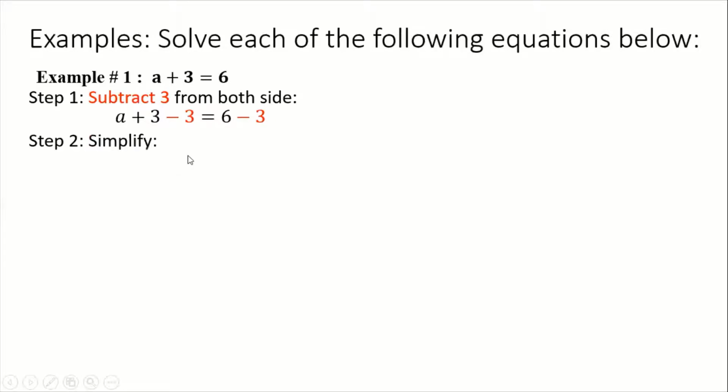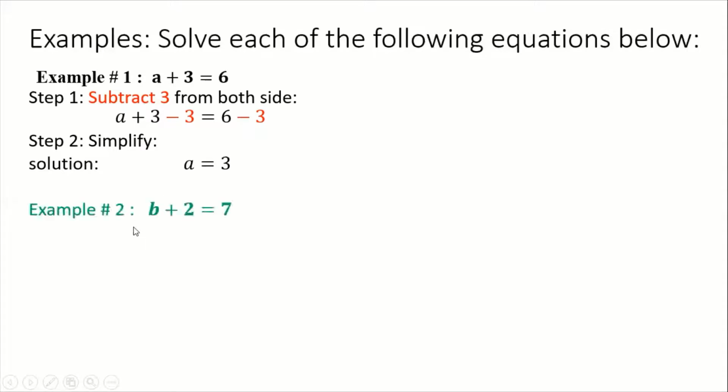We're going to simplify. Note here, when we simplify, all we'll end up with is just a equals 3. How do I get this? Note here that 3 minus 3 is 0, and 0 plus a will give us a, and 6 minus 3 will give us 3. So therefore, your solution is a equals 3. You can always test if a is really 3. If we replace a here in the original question with 3, 3 plus 3 will give us 6. So therefore, our solution is correct.